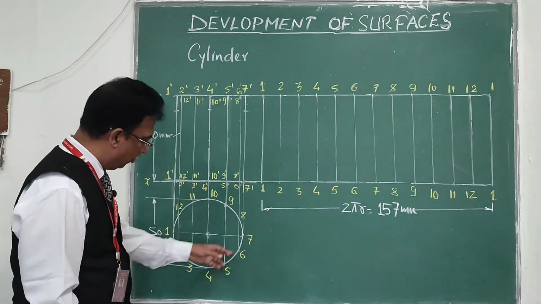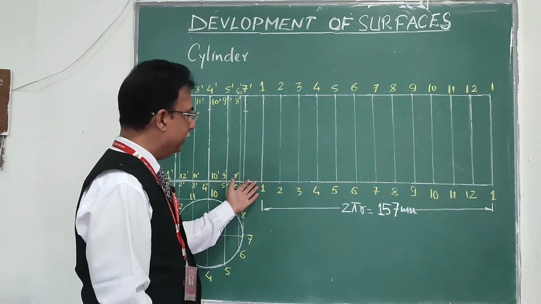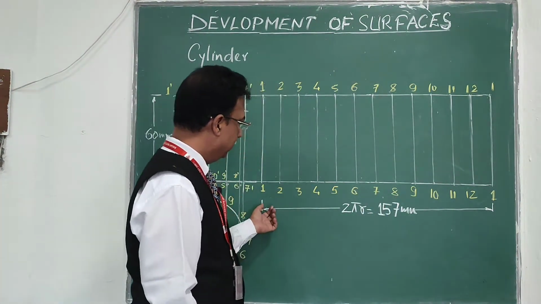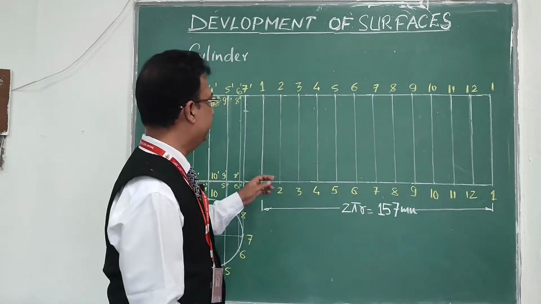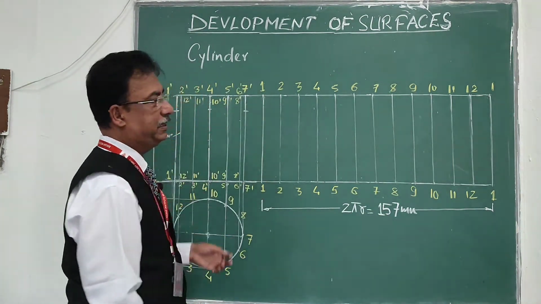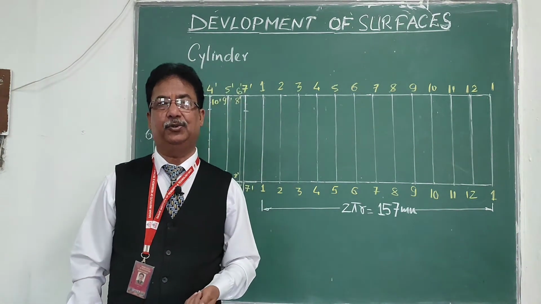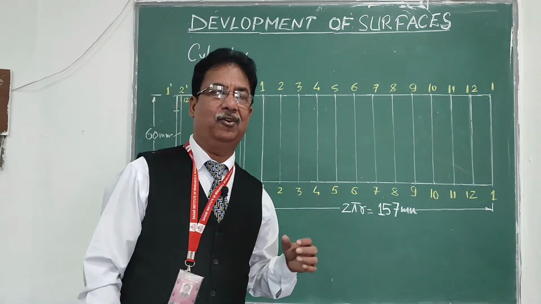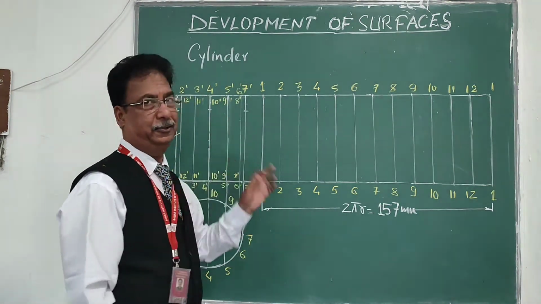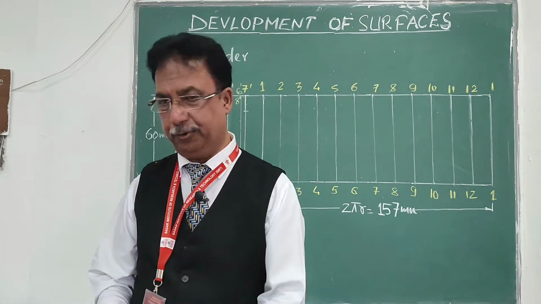Already I have drawn its top view and front view, and if I want to develop the complete cylinder, then this will be the development of the cylinder. This length from 1 to 1 will be 2 pi r, that is 157 millimeter, and this height will be 60 mm. Again I am using the parallel line development method. As you know, for a cylinder we use the parallel line development method because the development will be along these two parallel lines. So this is the development when the complete solid is given to me.